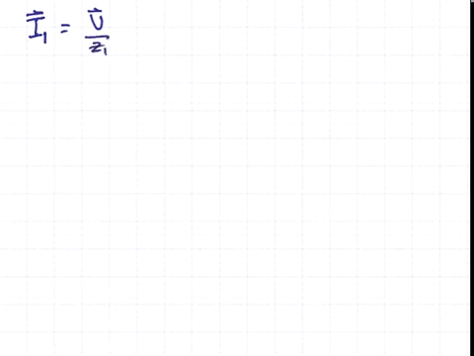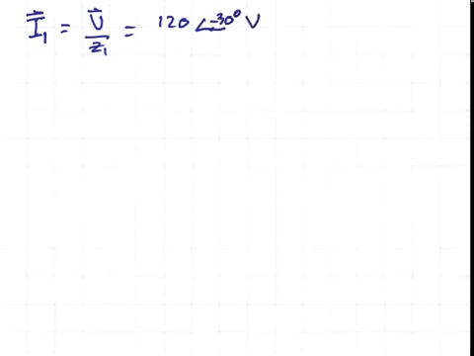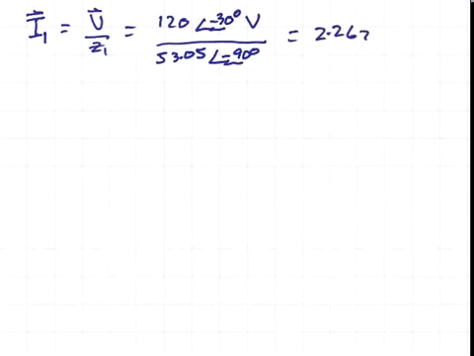Now we can proceed with the calculations of the current components. I1 is equal to the phasor voltage divided by Z1. This is equal to 120 at an angle of minus 30 degrees volts divided by that capacitive impedance of 53.05 at an angle of minus 90 degrees. And that is equal to 2.262 at an angle of plus 60 degrees amperes.